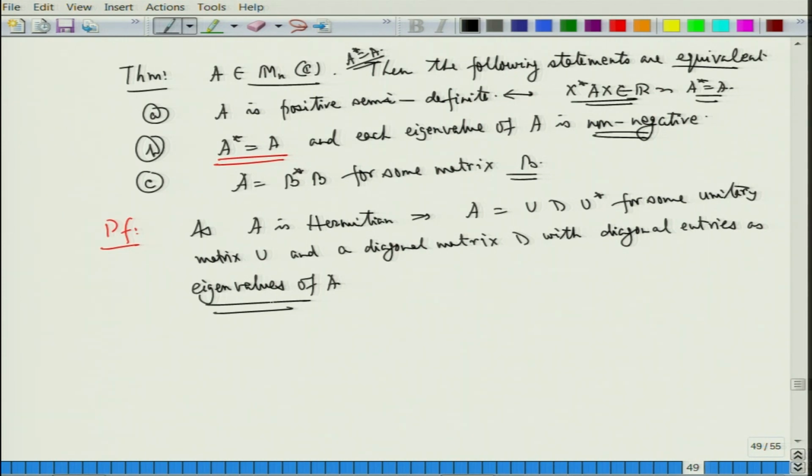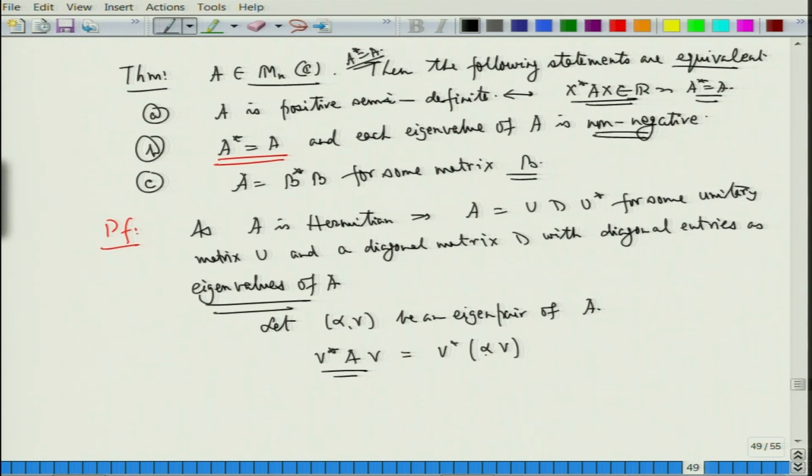So, let us look at something very carefully. Let alpha comma V be an eigenpair of A, fine. Then I want to look at V star A V. V star A V is alpha V, fine. Since it is Hermitian, every eigenvalue is a real number. This is what we have seen already. So, this is the same as alpha times V star V, which is nothing but the norm squared, fine. This is a positive quantity.